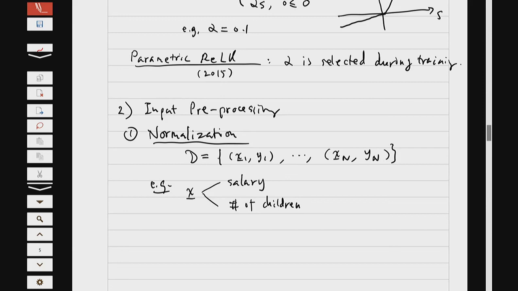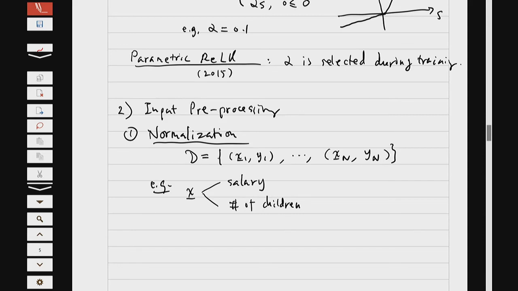Like salary can be very large. For you guys with a machine learning background, you go out there, you get a $100,000 salary, a 100,000 number, right? And then the number of children, well, maybe 2. So a huge difference, right? If you just send this into the neural network, what happens? The salary dominates the whole neural network, being so much bigger than the other value. The other becomes negligible. But you don't want that. You also want to consider the impact of the number of children.